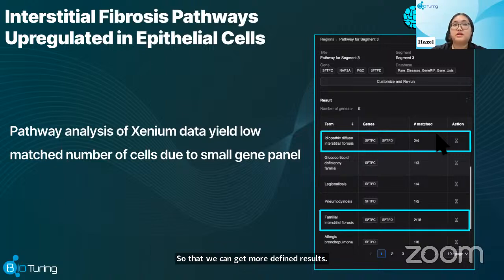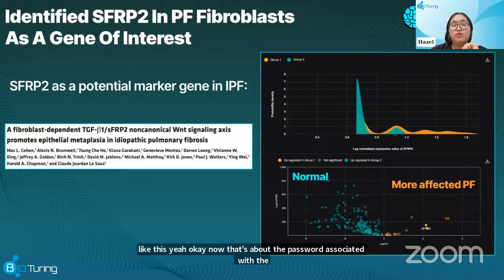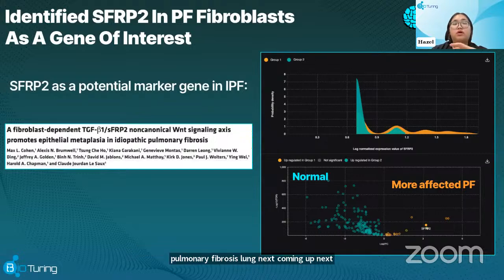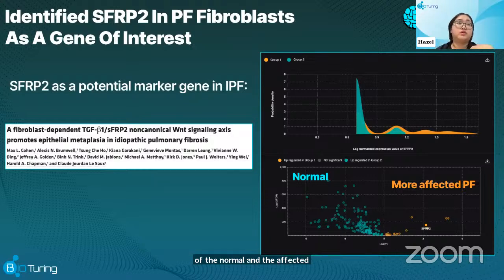Yes, Visium has maybe 10,000 genes. It would be much better for something like this. Okay, now that's about the pathway associated with the pulmonary fibrosis lung. Coming up next, we actually want to compare the expression profile of the normal and the affected pulmonary fibrosis lung to find out what specific genes we can use as a marker gene, for example, in this case.